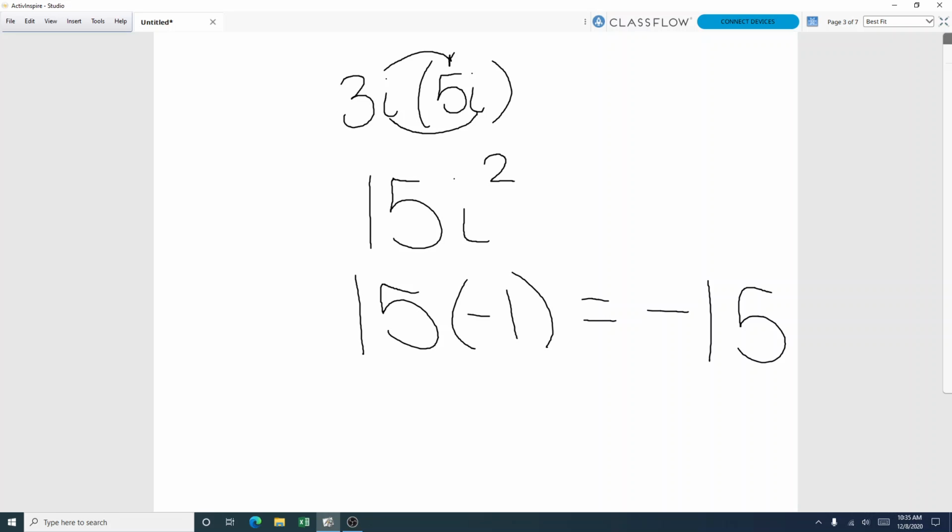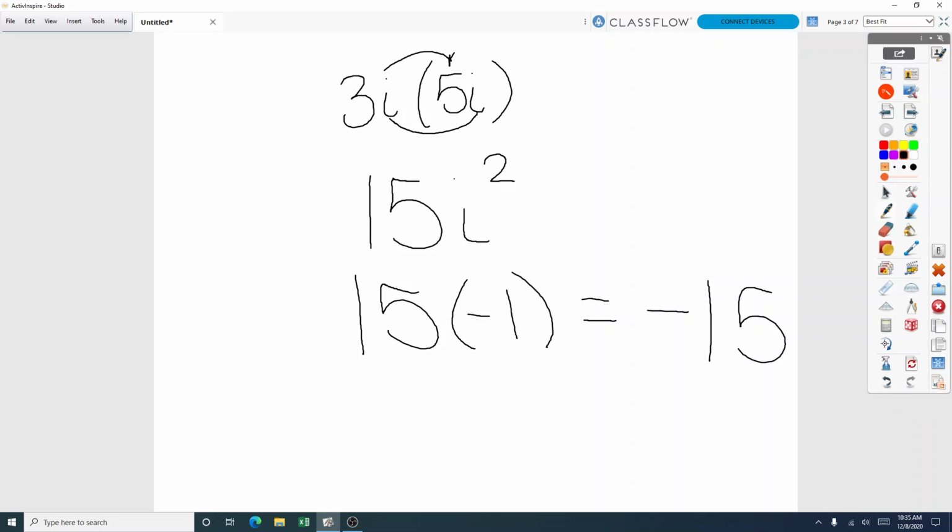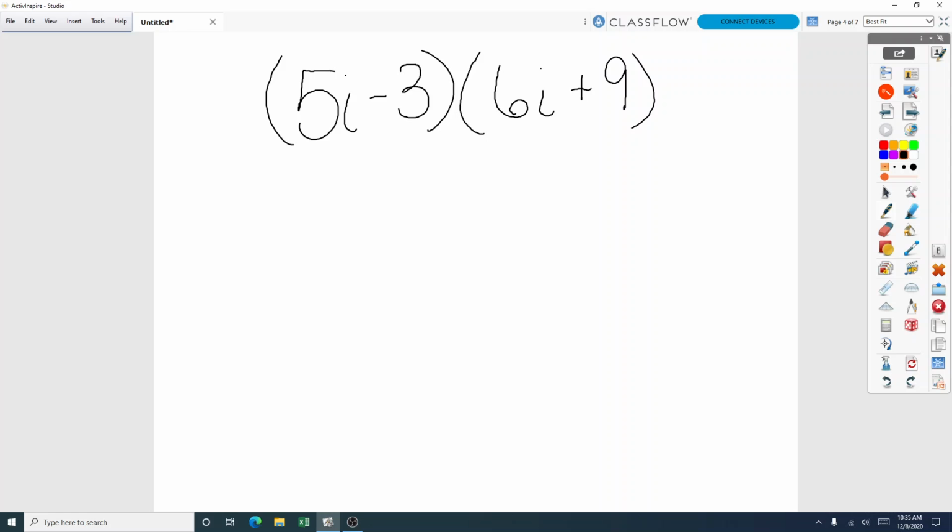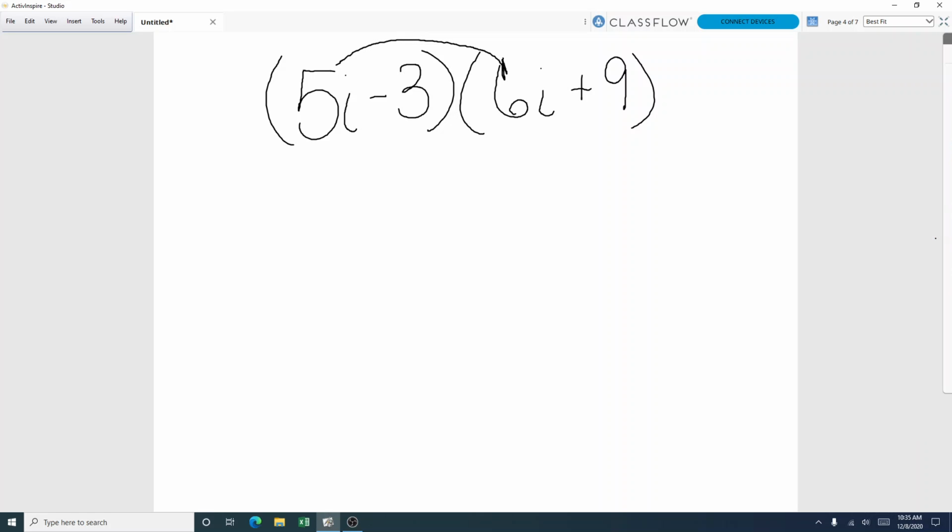So let's do something a little bit harder. Let's say that we have 5i minus 3 times 6i plus 9. Okay, what do I have to do here? You have to distribute. So first of all, I'm going to say 5i times 6i. Tyler, what do I get when I take 5i times 6i? 30i squared. Then I'm going to take 5i times 9.